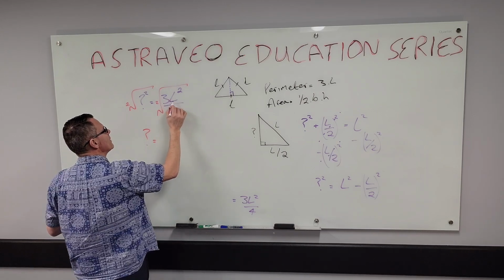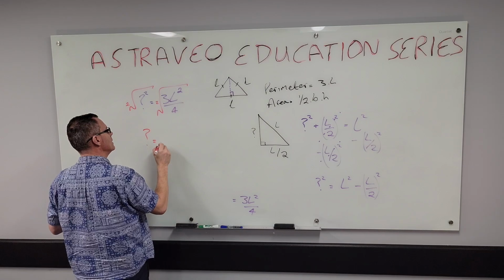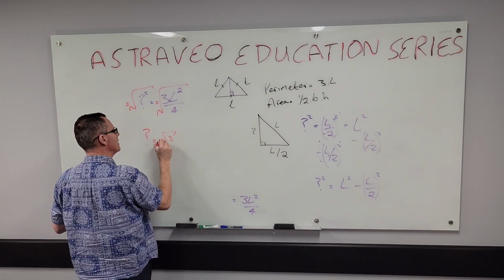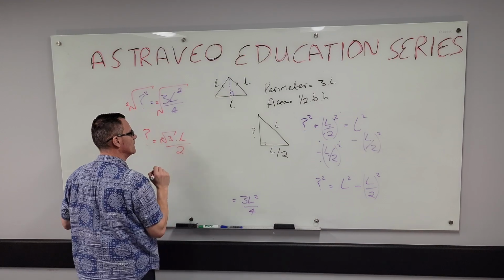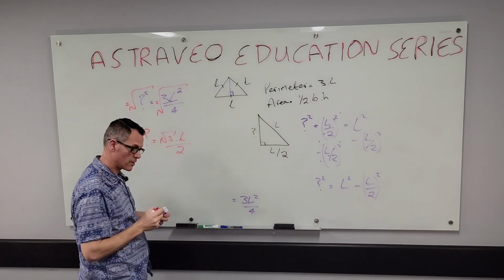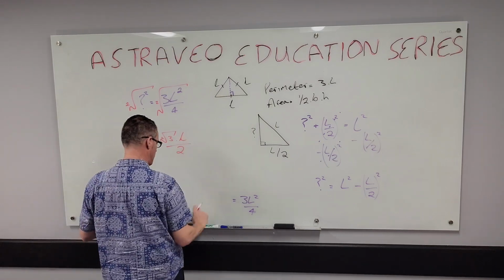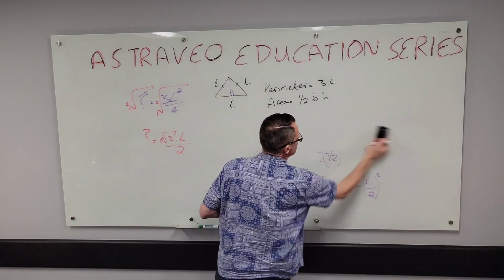The square root of L squared is just L, square root of 4 is just 2, and we have a 3 here, so we have a square root of 3 times L divided by 2. Now that's the height of our triangle. So now we know the height of the equilateral triangle. So we should be in business. Let's get rid of all our workings out.